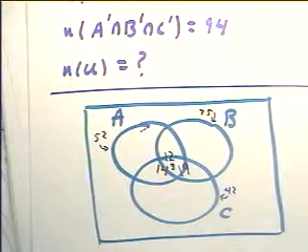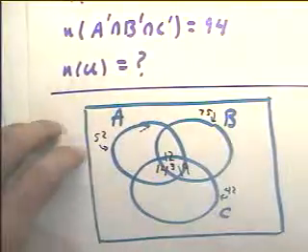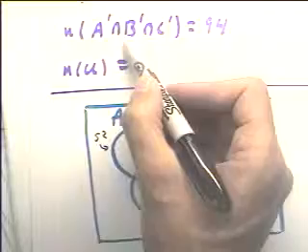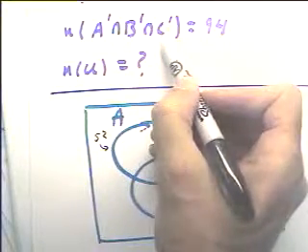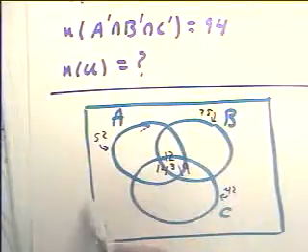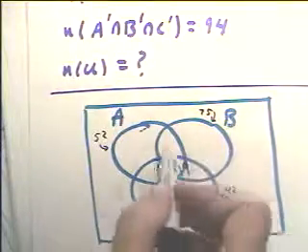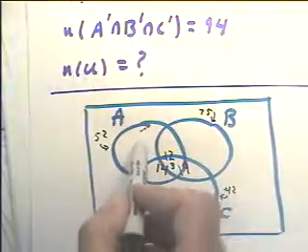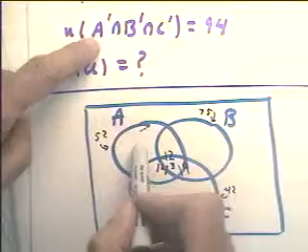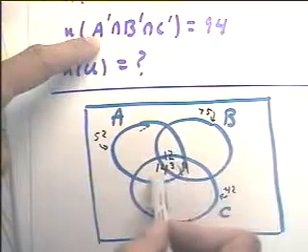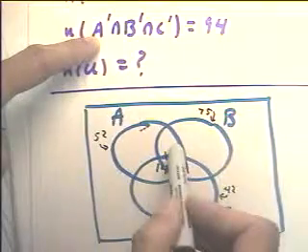Now where is A prime intersection B prime intersection C prime? That set has to be outside of A, and it has to be outside of B, and it has to be outside of C. We could go through a lot of complicated shading, but what region could it be? There are 1, 2, 3, 4, 5, 6, 7, 8 regions. What about this region? Well, it's not outside of A, so it's not going to be part of A prime intersection B prime intersection C prime, nor is this one, or this one. All these regions are in A.